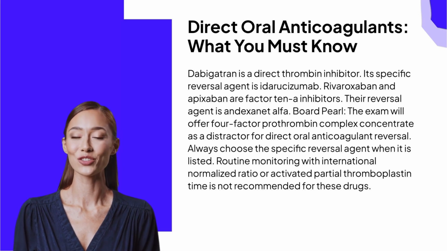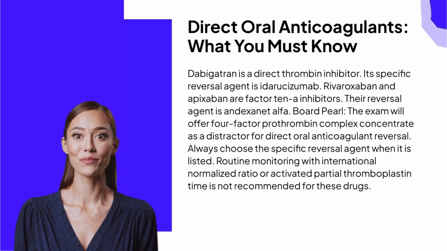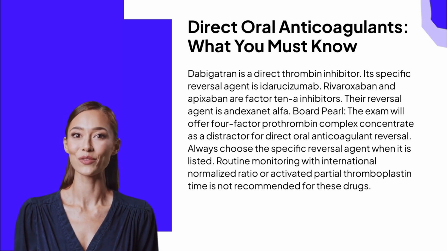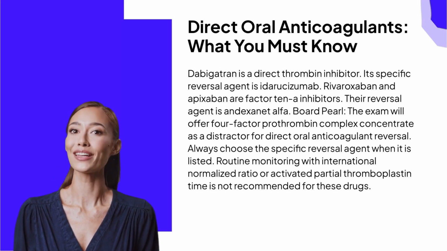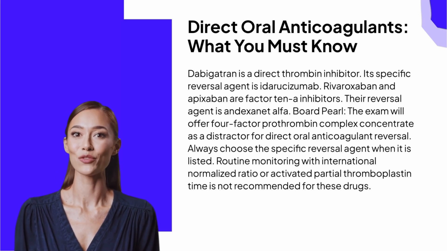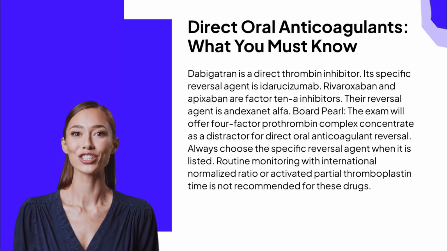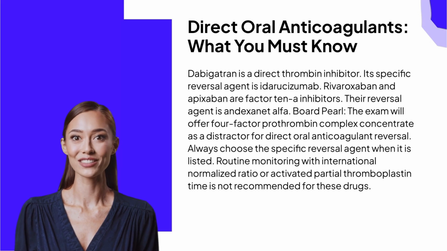The boards will try to trick you by offering 4-factor Prothrombin Complex Concentrate as the answer for direct oral anticoagulant reversal. While it can be used if the specific reversal agent is not available, the best answer when a specific agent is listed is always the specific agent, Idarucizumab for Dabigatran, Andexanet Alfa for factor Xa inhibitors. Also remember that unlike Warfarin, routine monitoring with the international normalized ratio or the partial thromboplastin time is not recommended for direct oral anticoagulants. Your pharmacology resources cover the mechanism details.